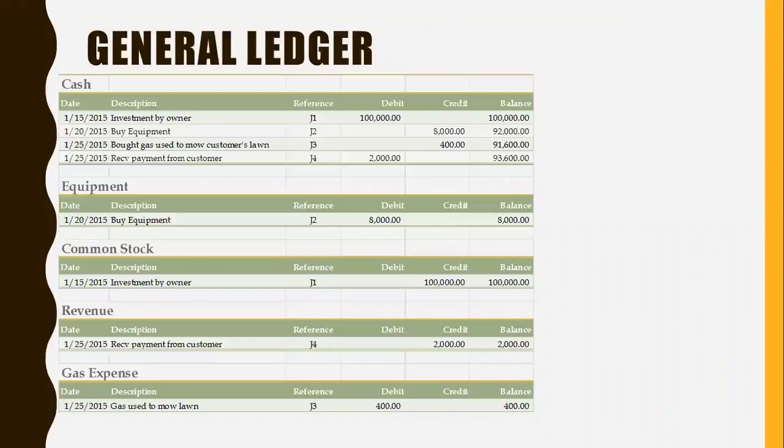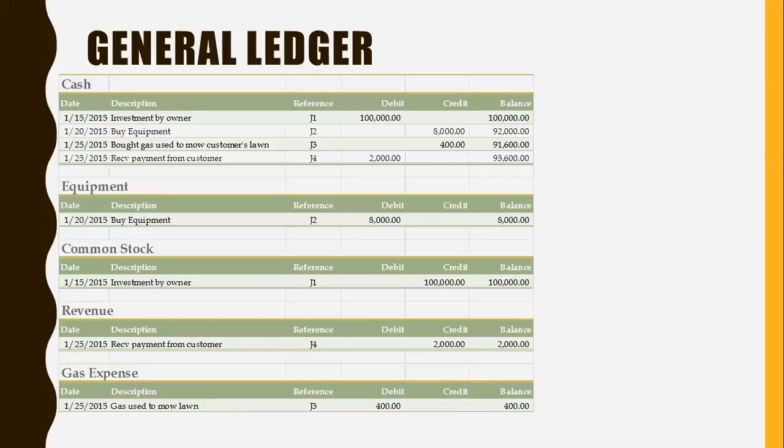So the general ledger looks something like this. It's by account. And so by looking at the last number, you can figure out what the balance in your cash account is at any point in time. We usually post at least once a month. With computers, you can do this daily or even more quickly than that. But at least once a month, you post from your journal to your ledger.